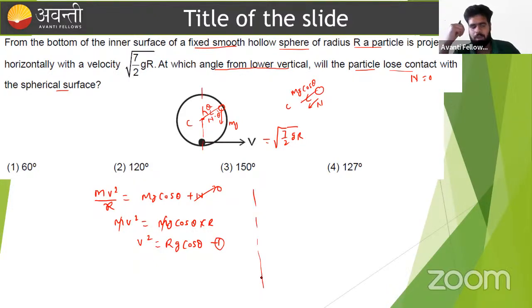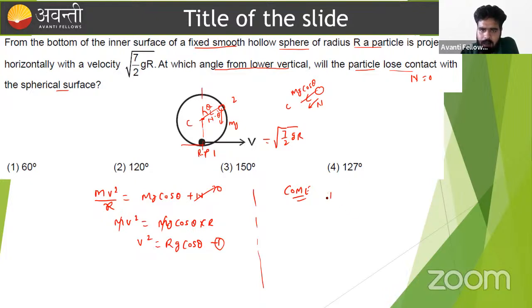What is the other equation? In such type of problem, always keep two things in mind: one is the force equation and another is the energy conservation equation. Because the surface is smooth, we can apply conservation of mechanical energy here. So by applying conservation of mechanical energy, say this is our reference point, this is the initial point, this is the final point.